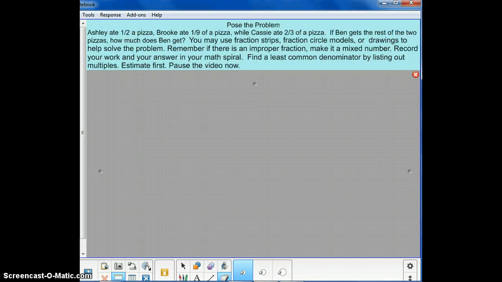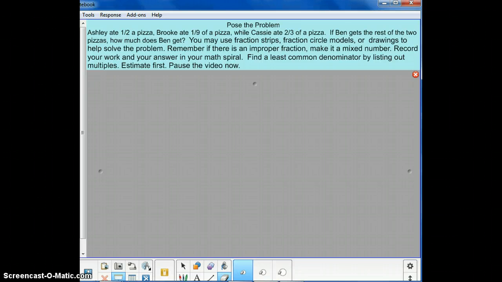Ashley ate 1/2 a pizza, Brooke ate 1/9 of a pizza, while Cassie ate 2/3 of a pizza. If Ben gets the rest of the 2 pizzas, how much does Ben get? You may use fraction strips, fraction circle models, or drawings to help solve the problem.